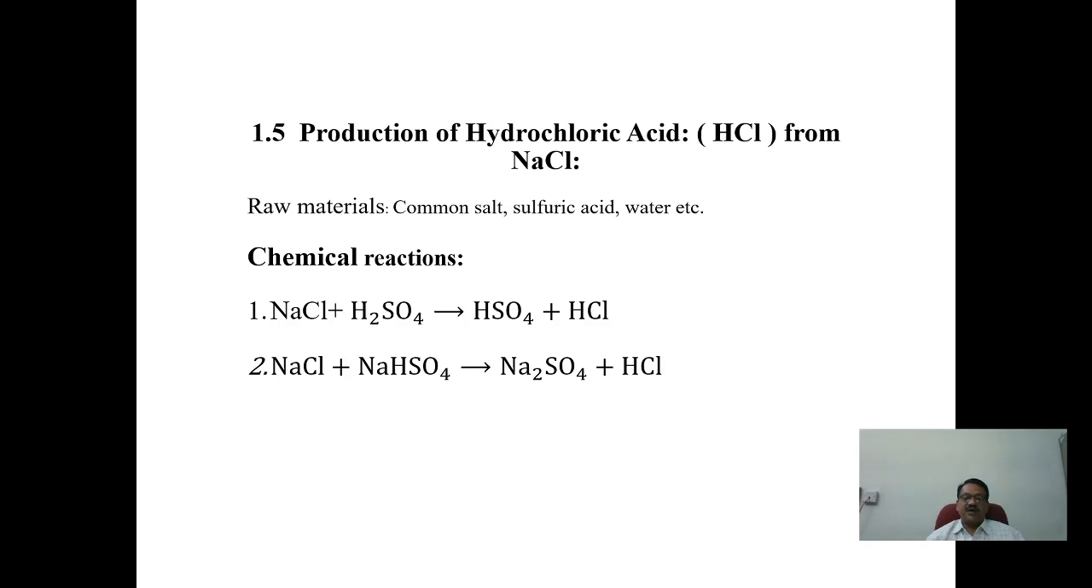The reactions are: sodium chloride NaCl plus H2SO4 gives NaHSO4 plus HCl. NaCl plus sodium bisulfate NaHSO4 gives sodium sulfate Na2SO4 and HCl. So when sodium chloride is reacted with sulfuric acid, sodium bisulfate is formed, and HCl is obtained here as a byproduct. Right.